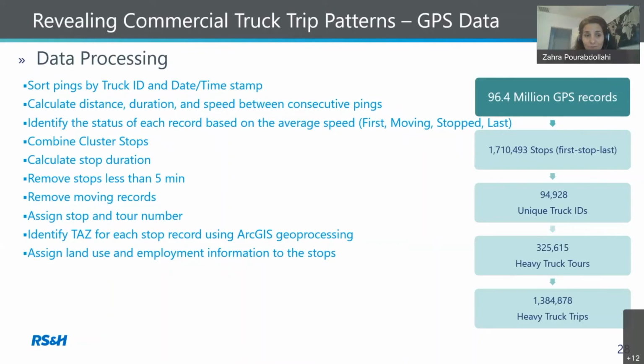And then those records that were identified as stopped pings were clustered into one stop, because when the truck stops, it can transmit several pings or show several records. And then these were used to trace the movements of the trucks and show the stops. And then they were integrated with the land use, employment, and network data to show the route and location of the destination, and then infer some activities.